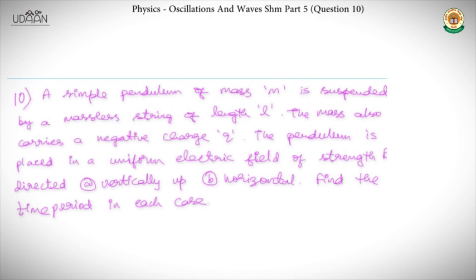Alright, so here we have question number 10, which says a simple pendulum of mass m is suspended by a massless string of length L. The mass also carries a negative charge Q. The pendulum is placed in a uniform electric field of strength E, directed A: vertically up, B: horizontal. Find the time period in each case.